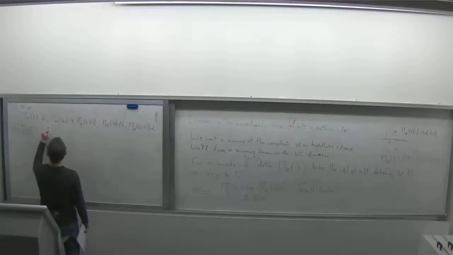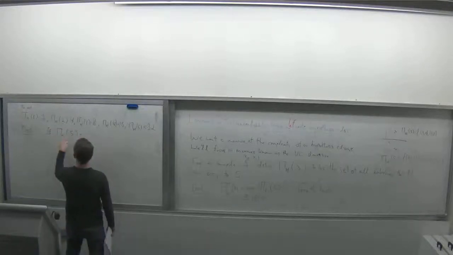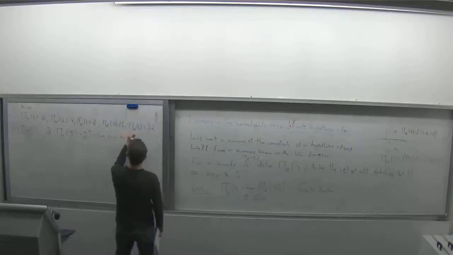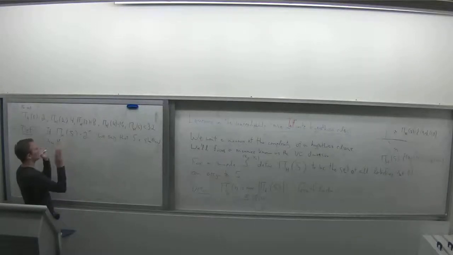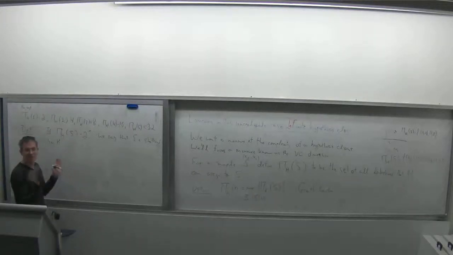We don't need it, but it's often used. We say that if pi_H(S), where S is of size n, equals 2 to the n, we say that S is shattered by H. So if you have a sample of size n, and H can label it in all different ways, the number of labelings that H can apply to it is all possible labels, we say that H shatters it.